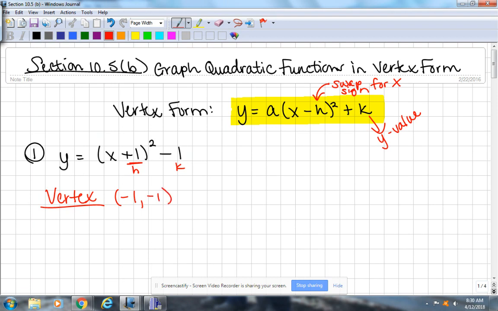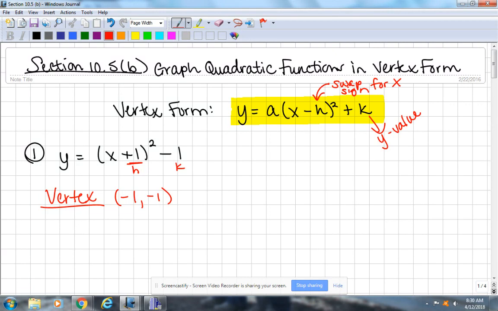It's easy to get the vertex. You swap the sign, that's your x. Keep this, it's your y. And they go in order, x then y. And plus the x is with the x in parentheses. Does that make sense? But you swap the sign, and then you keep the second one for your y.